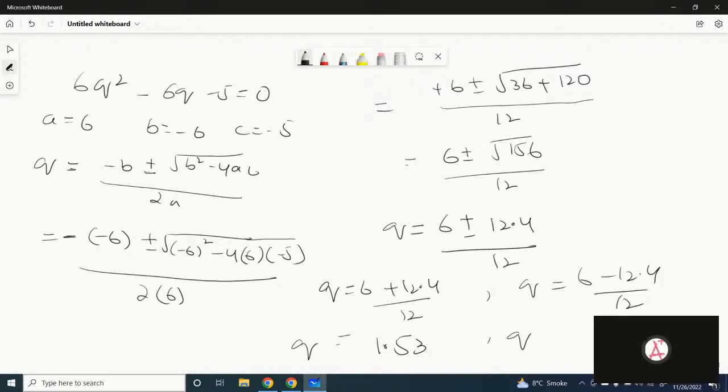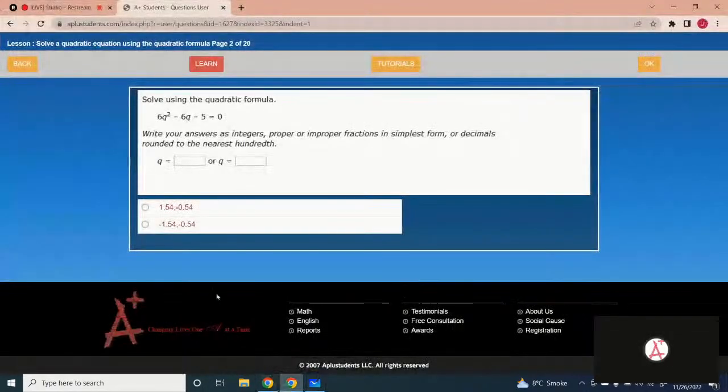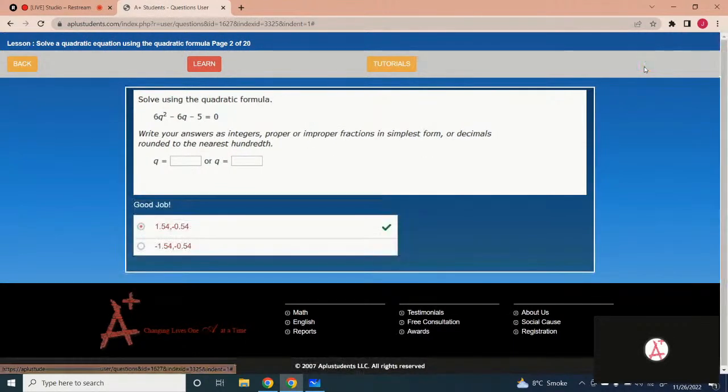It would be negative 0.53. So these are the two values for Q: 1.53 and negative 0.53. When you round off the numbers, they are 1.54 and negative 0.54. Got it? So just select the correct option and click on the OK button.